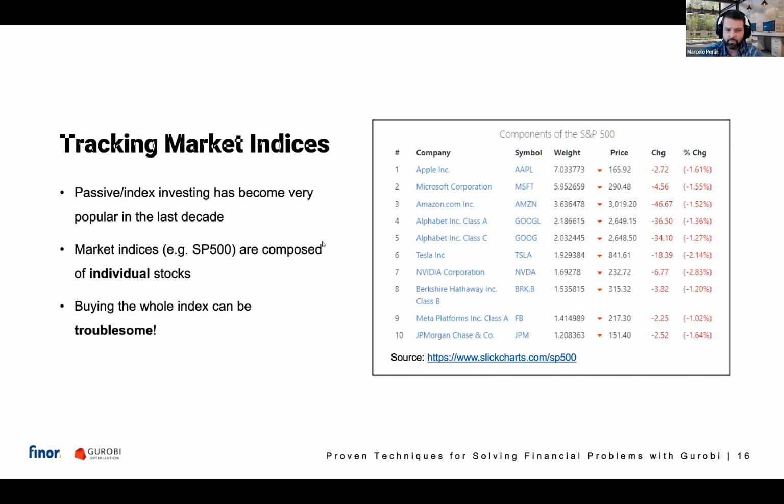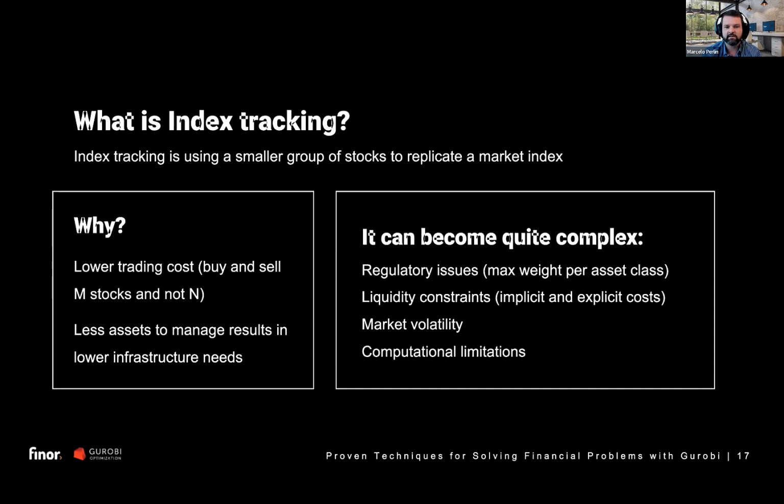So what's the issue? Well, it's very simple. I mean, 500 stocks, there are a lot of stocks to trade. And also you have to remember that the indices are usually rebalanced quarterly. This basically means that every 3 months, you have to buy and sell stocks in your portfolio in order to keep the same composition.